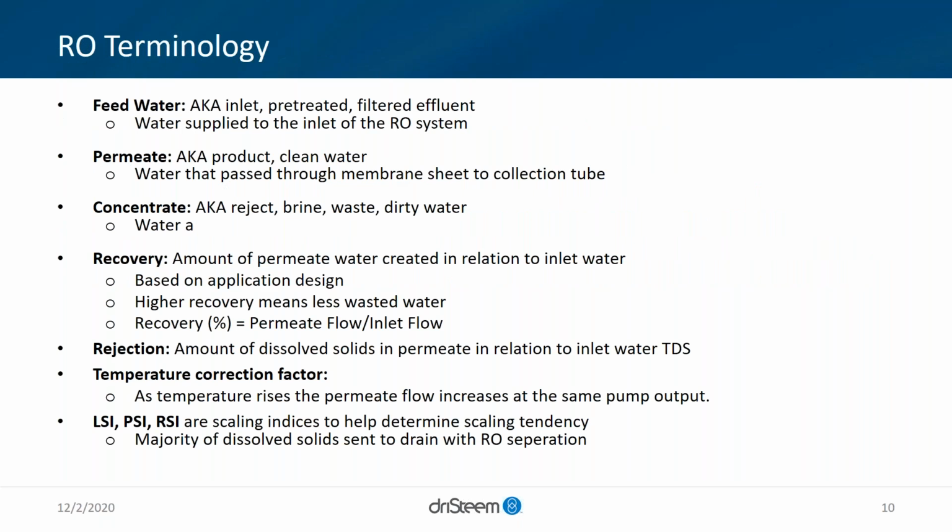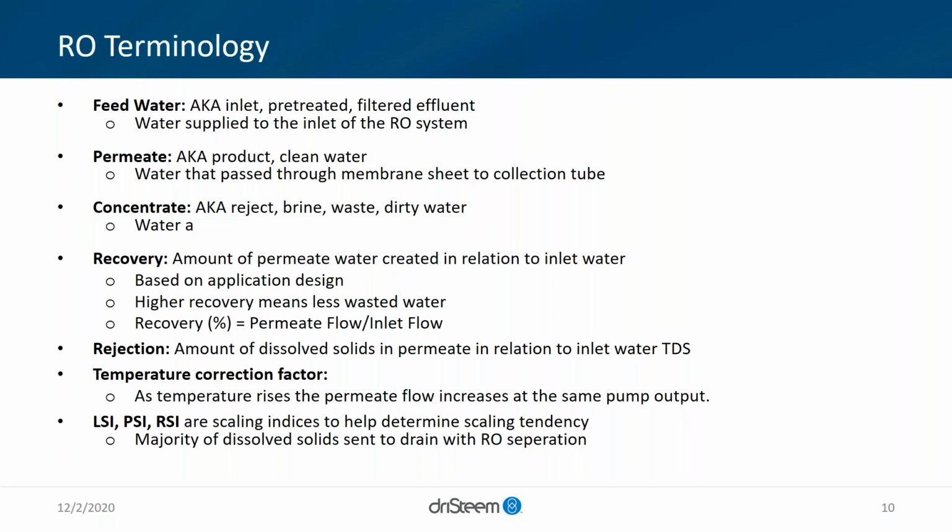So some RO terminology. There's plenty more terminology that can be talked about, but I really thought this is the high level of what you need to know. So the first thing is what you feed to your RO, feed water. Inlet, can be called pre-treated, filtered effluent, etc. Essentially, the bottom line is what is the one stream going in to the system.